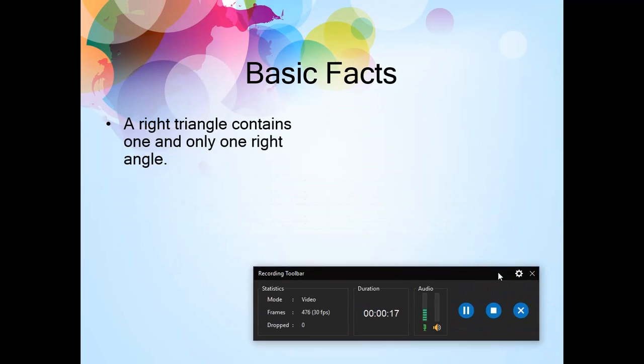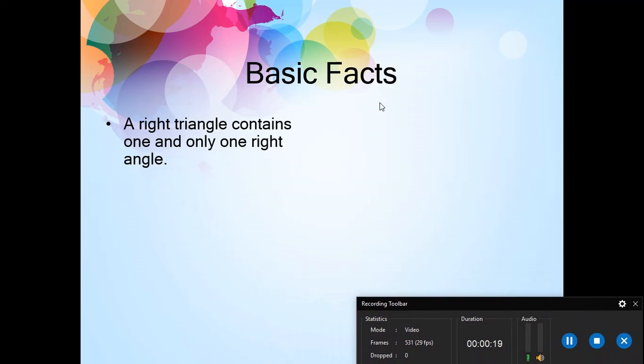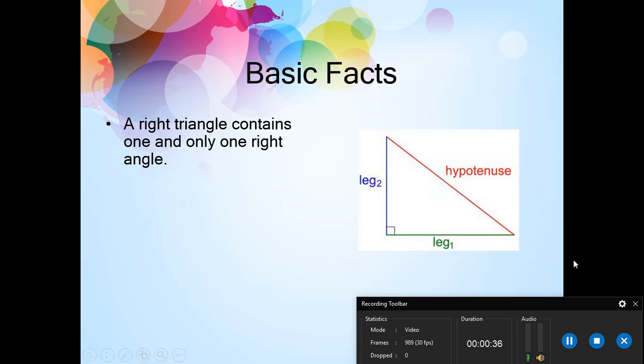So let's start with some basic facts. First of all, if you have a right triangle, there can only be one right angle present. If you had more than that, we would not actually have a triangle. The figure itself wouldn't close. So there's the right triangle. Notice we use the block in the corner to mark the right angle.